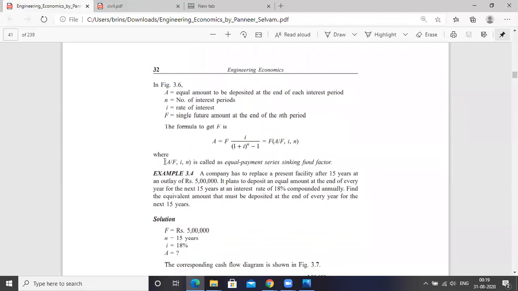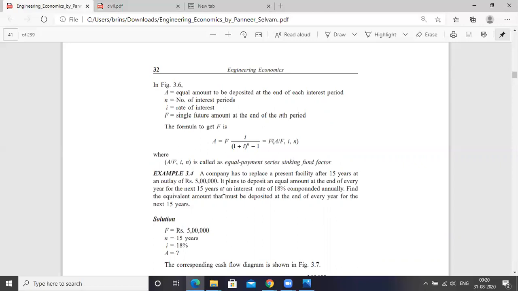Okay, so again, that A by F ratio with I and N is called the equal payment series sinking fund factor, or a fund factor, or else a uniform series sinking fund factor. Here A is your equal amount of the deposit at the end of each interest period. So already you know what N is, what I is and what F is.